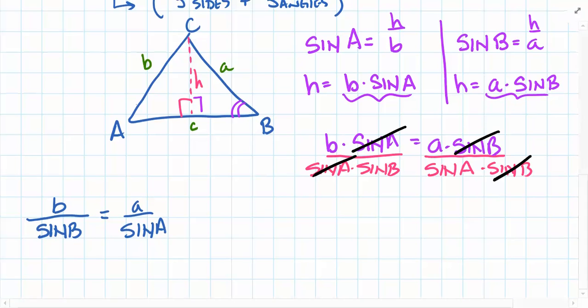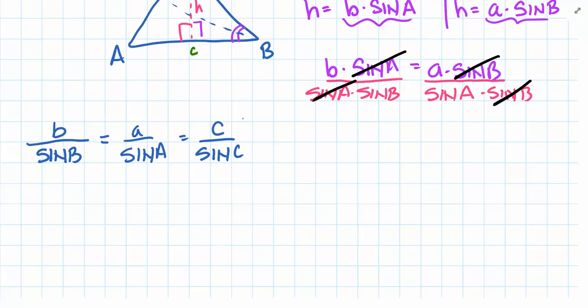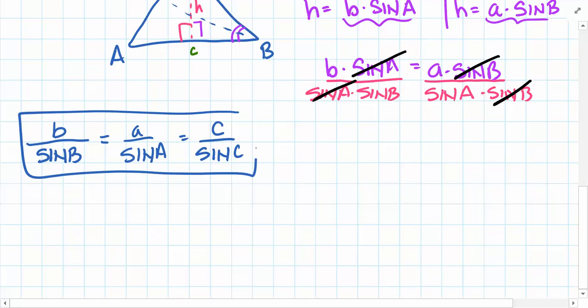Now, I have a proportion there, right? If I were to drop another altitude, say from here, I could similarly prove that c over sine of C is also part of that proportion. So therefore, this right here is the law of sines.